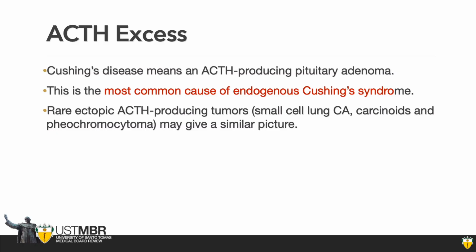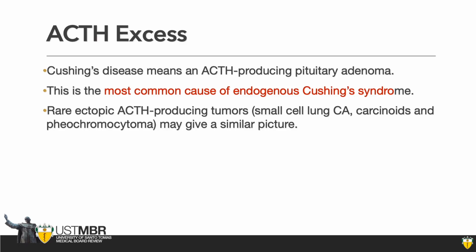Most common cause is Cushing's disease, which means an ACTH-producing pituitary adenoma. Cushing's syndrome means a constellation of the manifestations of excess cortisol. When we say Cushing's disease, we are specifically talking about an ACTH-producing pituitary adenoma. And this is the most common cause of endogenous Cushing syndrome.